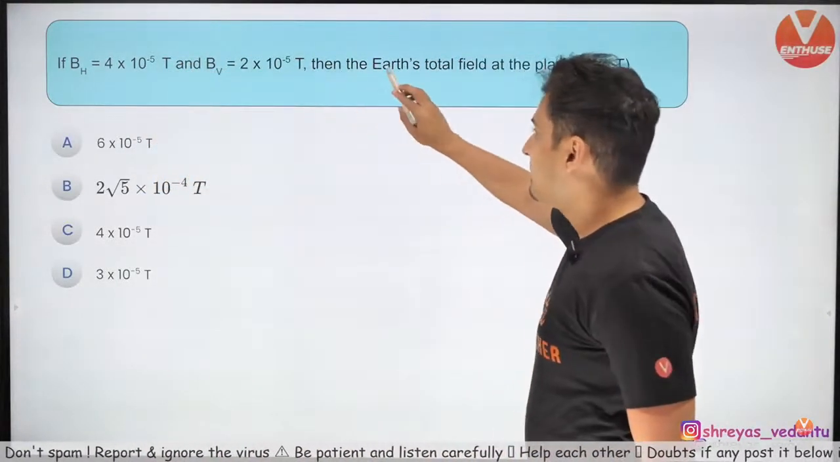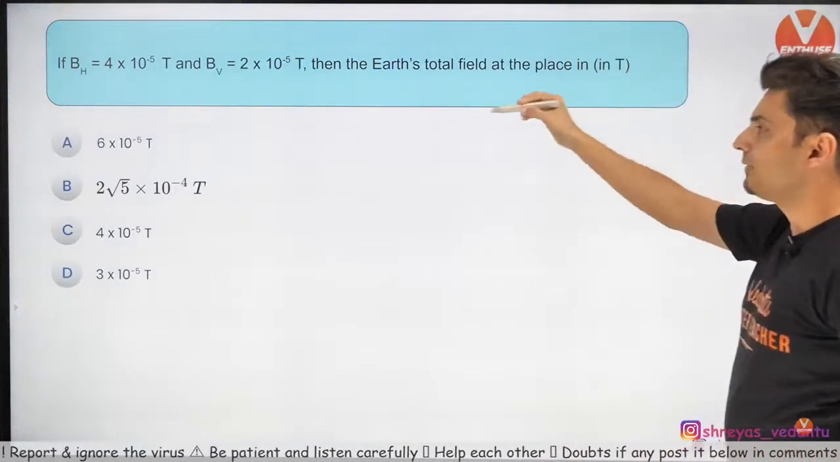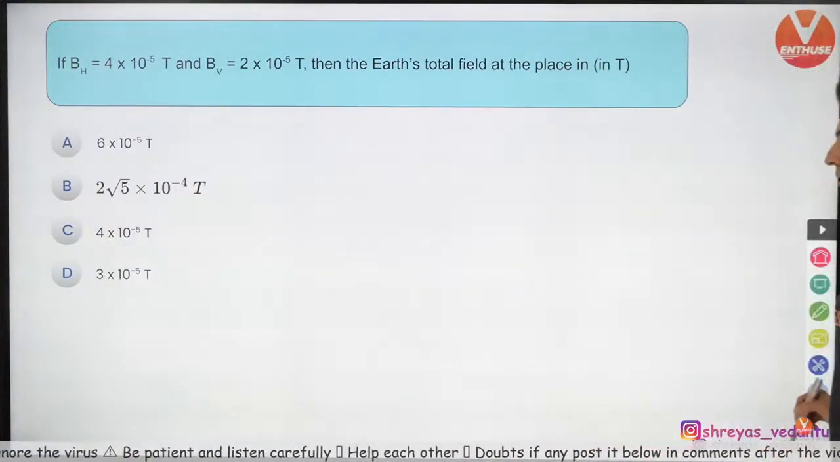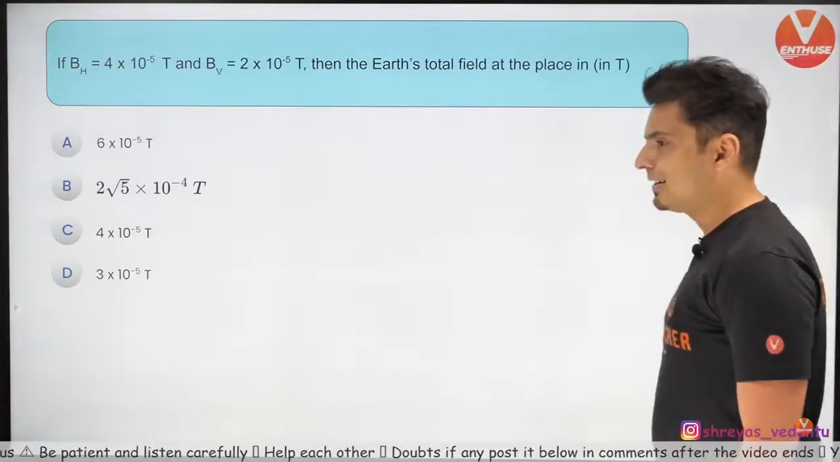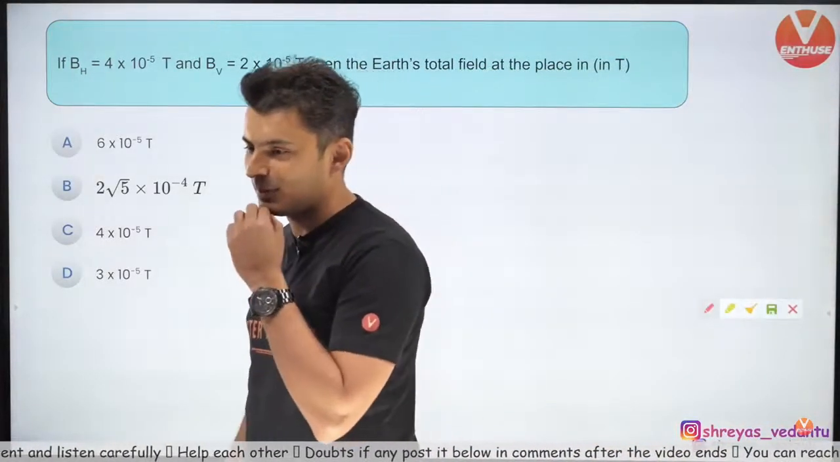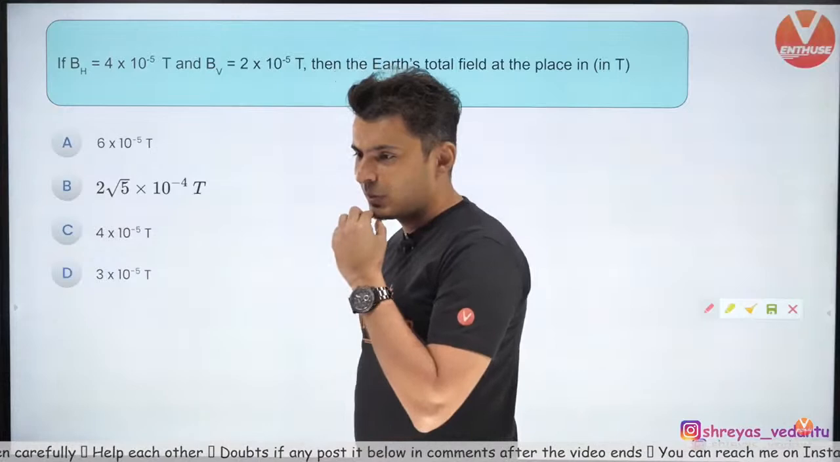Moving on. BH is given, BV is given. What is the Earth's total field at that place? What is the total field of the Earth's magnetic field at that particular place? Come on, my warriors. Chalo.